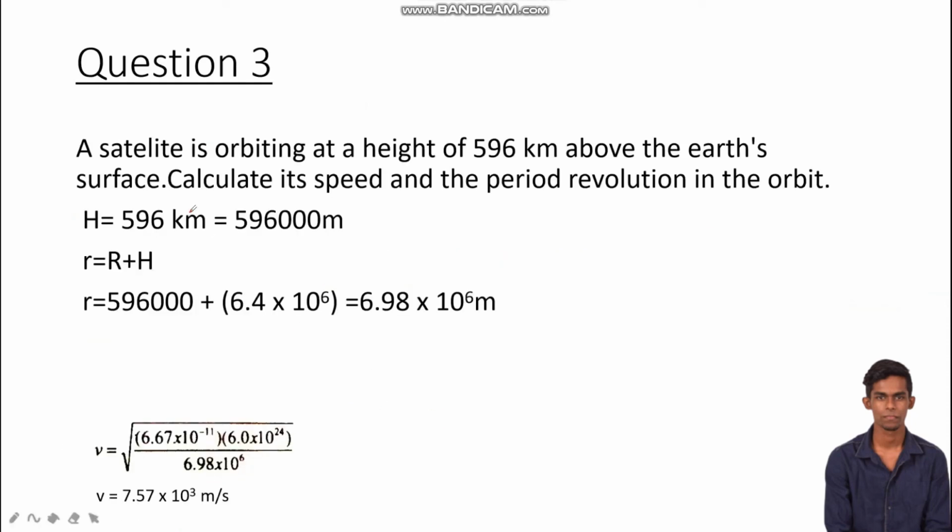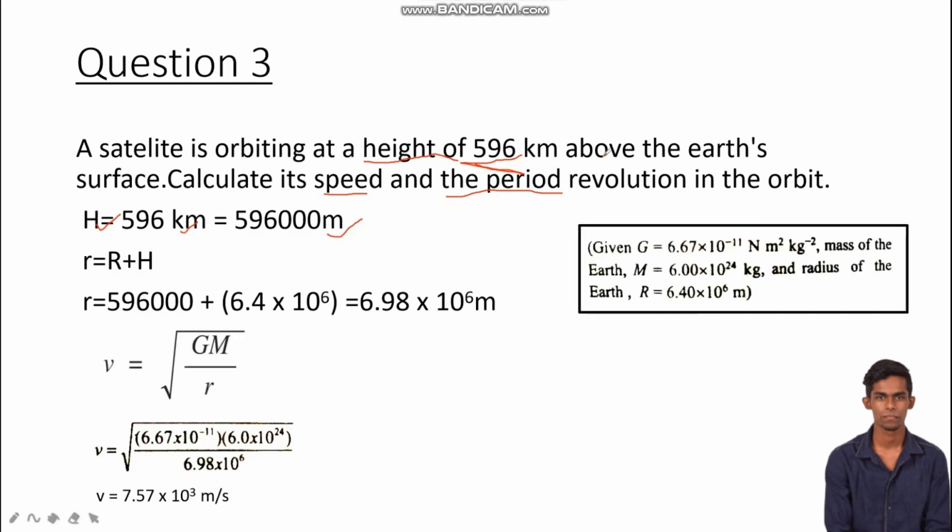Okay, next is the third question. A satellite is orbiting at a height of 596 km above the Earth's surface. Calculate its speed and the period of revolution in the orbit. As usual, first we need to list down all the information given in the question. The question has given us the satellite's altitude, h equals 596 km, and as we convert it to the SI unit meter, we will get 596,000 meters. It's also important to write down the gravitational constant, the mass of the Earth, and the radius of the Earth. The question asks to find the speed and the period of revolution in the orbit.